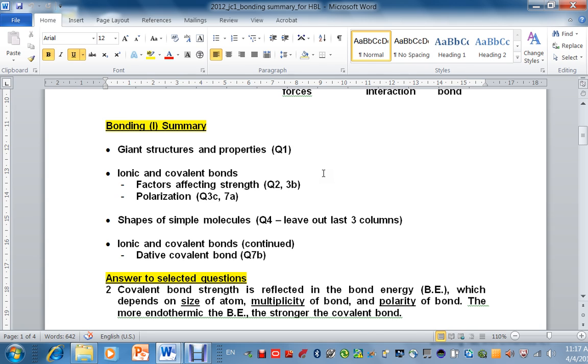Now we look at the Bonding 1 summary. Basically we'll be looking at the giant structures. We are going to learn about ionic and covalent bonds in greater detail, more than what you have learned for O-level. And then finally, we'll be looking at shapes of simple molecules. With that, we'll look at question 1, which is on the structures.